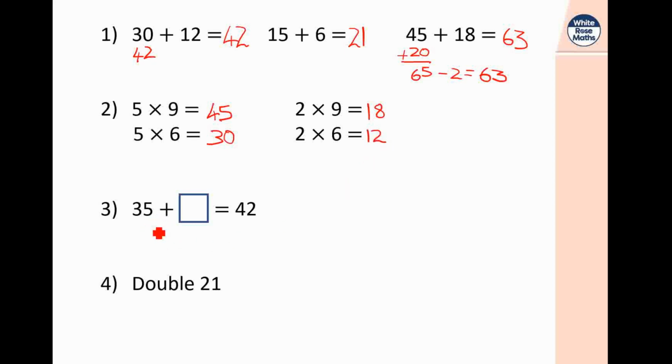Quick recap. 35 plus what equals 42? Now, we discussed that here, didn't we? What? 7. Remember, we're doing the 7 times table. How many times does 7 go into 35? 5 times, yeah. 5 times 7 is 35. How many times does 7 go into 42? 6 times, yes. Okay, what's double 21? 42, right, yes.